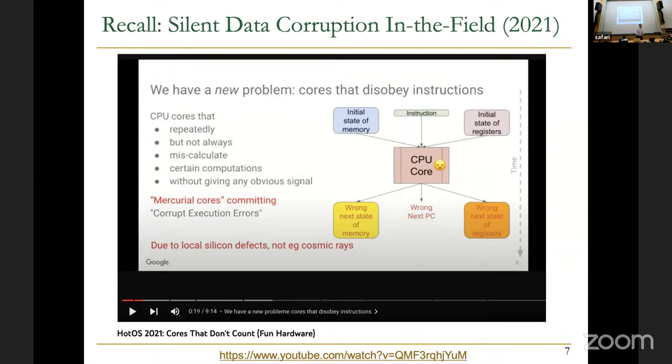Basically, this is happening because there are some errors in the hardware circuitry. And that's what they say in these works. If you're interested, you can watch these. As you can see, they say due to local silicon defects, not cosmic rays. So these are some silicon defects that are not discovered during manufacture time and that happen only under certain conditions. They talk about some of these conditions, when the temperature is high, for example, when the voltage is low, for example. So there may be some cases where timing becomes very tight, because when you do the testing of timing, it's very difficult to test under all conditions, temperatures and voltage. Right? So this is happening in the field today.